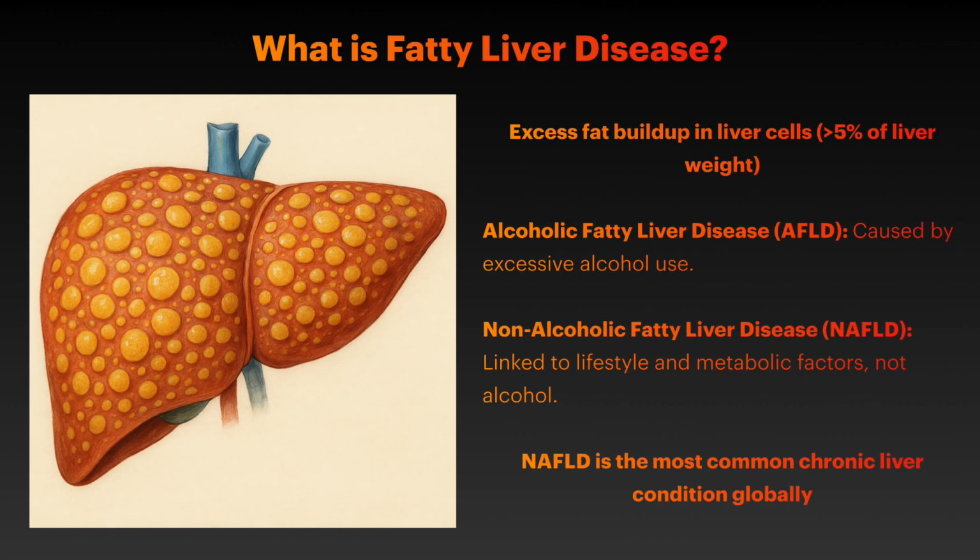Let's break it down. Fatty liver disease occurs when fat accumulates in the liver cells. A healthy liver typically contains little to no fat. But when more than 5% of the liver weight is fat, it becomes a concern. There are two main types. Alcoholic fatty liver disease. This is caused by extensive alcohol consumption, which overwhelms the liver's ability to process fat.